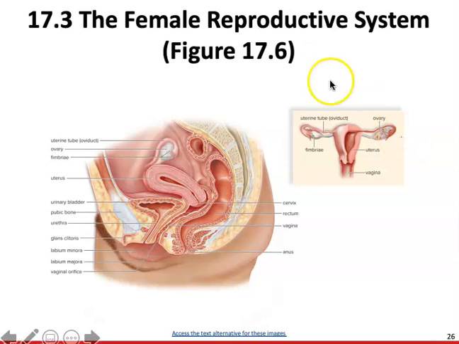So here is an overview, or a diagram that shows all of those different structures that are found in the female reproductive system.